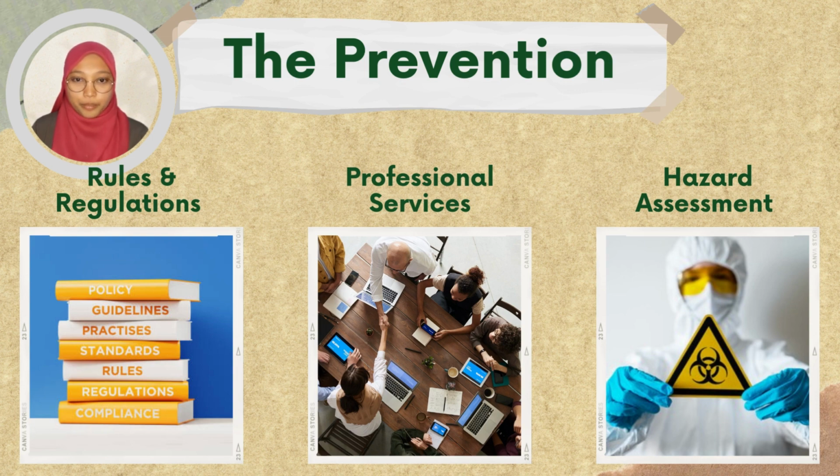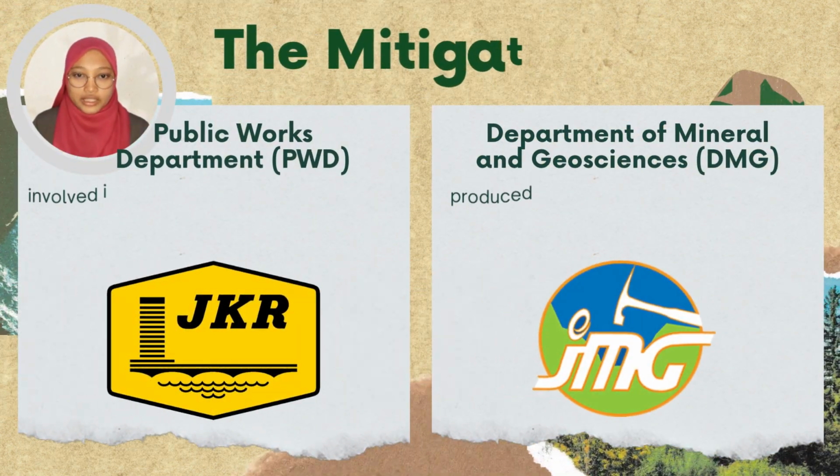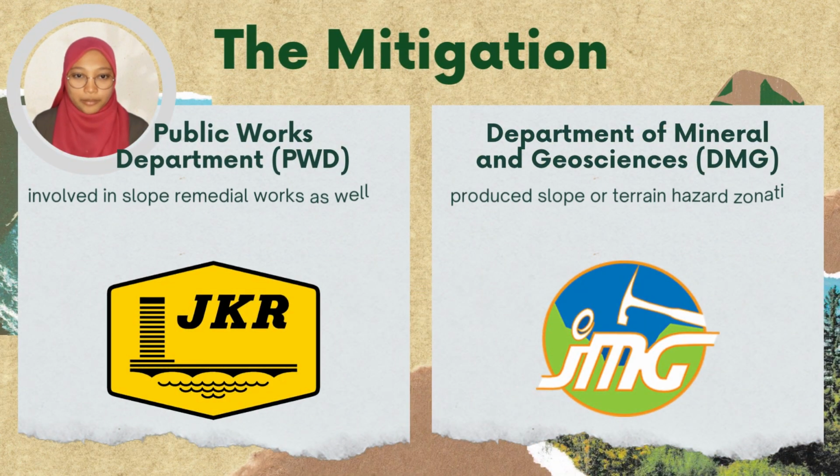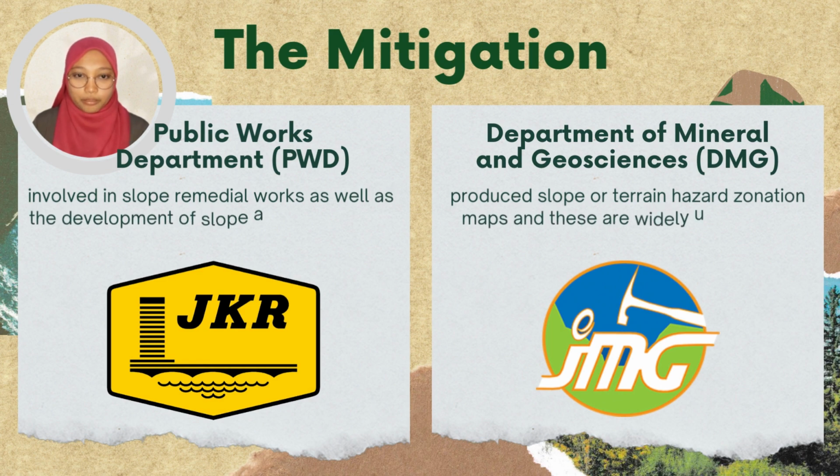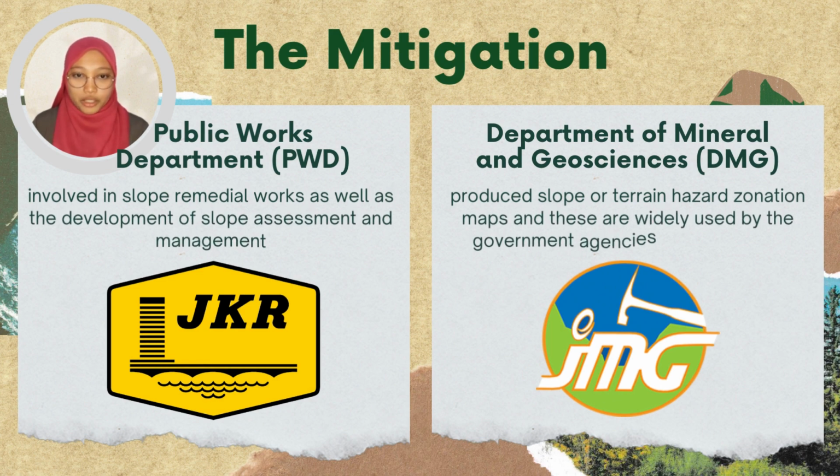Finally, hazard mapping and past experience are used to identify landslide risks, and a prioritized hazard reduction plan is then put into action. Government agencies that are currently active in landslide mitigation include the Public Works Department (PWD), which is Malaysia's primary technical department, is heavily involved in soft remediation projects, as well as the creation of slope assessment and management.